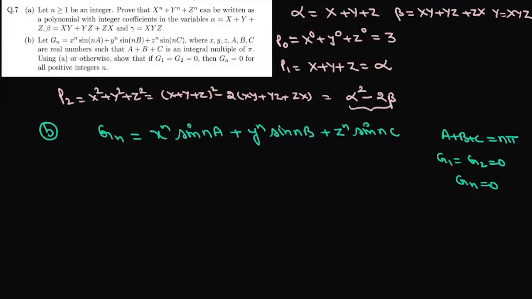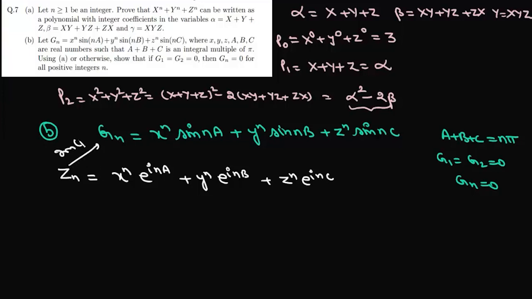Now what we'll do is, rather than taking this gn, we are going to take some zn, which is x to the power n e to the power iota na plus y to the power n e to the power iota nb plus z to the power n e to the power iota nc, and this gn is nothing but the imaginary part of zn.